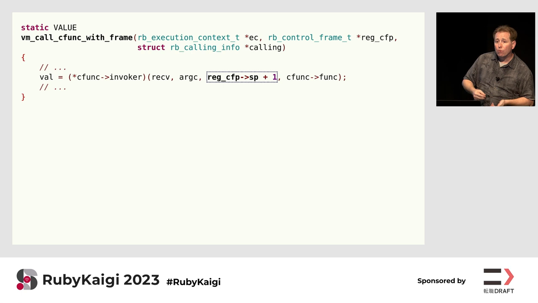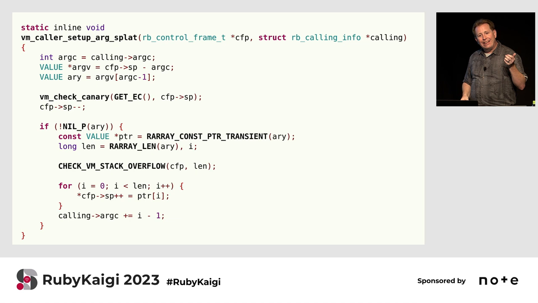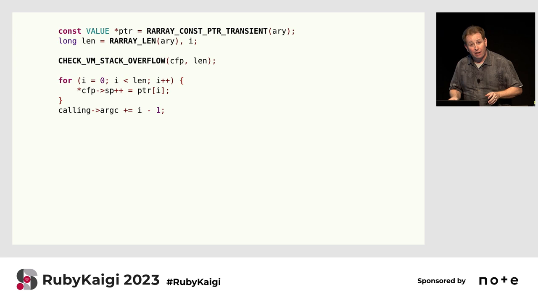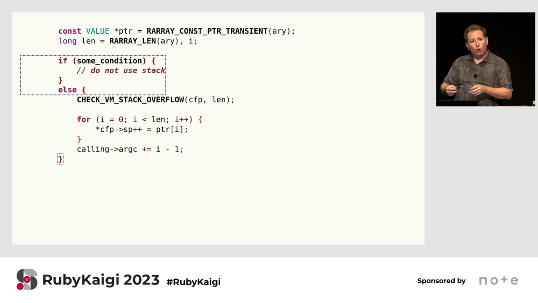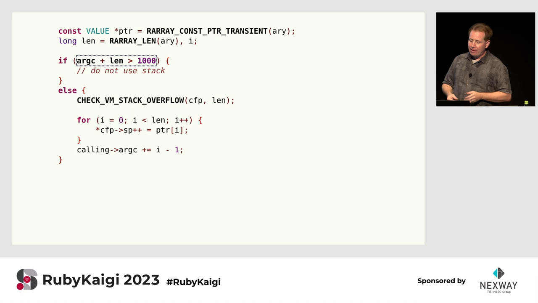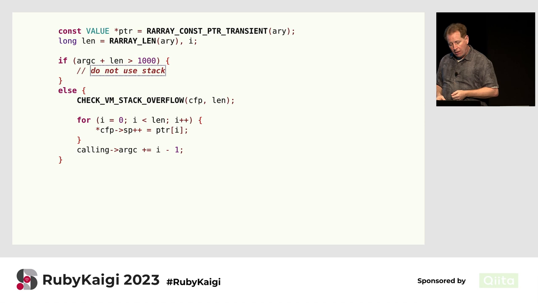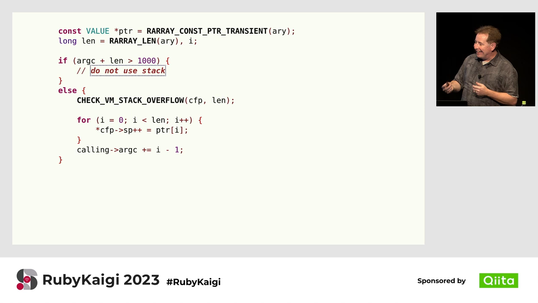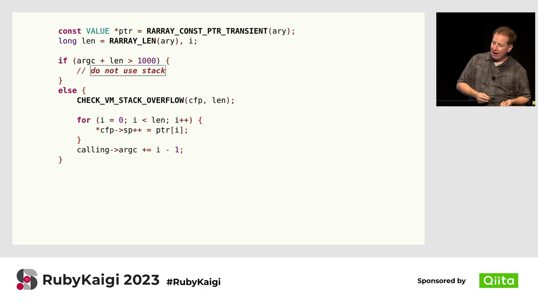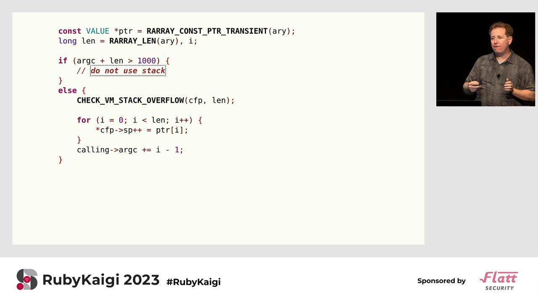So we can start that process back in the caller, the vm_caller_setup_arg_splat function. We can reduce the code to focus just on the case where there is an array to splat. If some condition is true, we should use an approach that does not copy the arguments via the stack. So one simple condition is if the number of arguments being passed to the method plus the length of the splatted array is over some high number, say 1,000, then do not use the stack for argument passing. Now, how should you pass arguments if you're not going to pass them on the stack? One of the easiest ways to do so is to create a temporary Ruby array for the arguments, and then instead of passing a pointer to the stack, we can pass a pointer to the first element of that array.